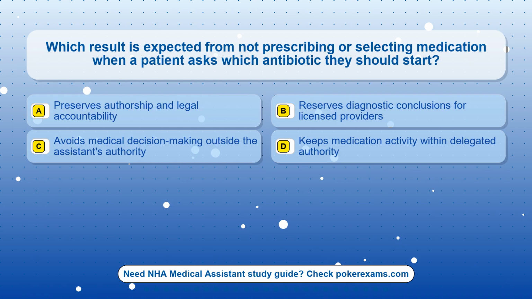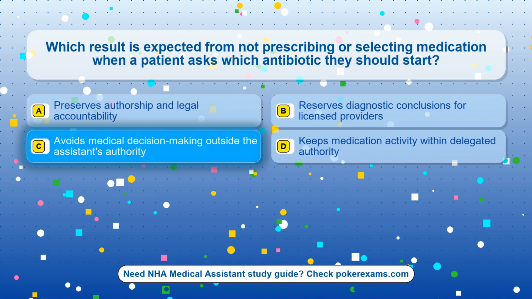Question 20. Which result is expected from not prescribing or selecting medication when a patient asks which antibiotic they should start? Option A preserves authorship and legal accountability. Option B reserves diagnostic conclusions for licensed providers. Option C avoids medical decision-making outside the assistant's authority. Option D keeps medication activity within delegated authority.